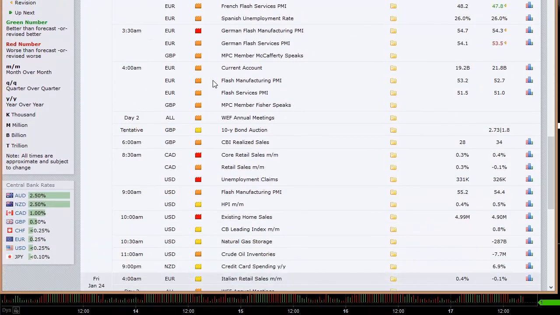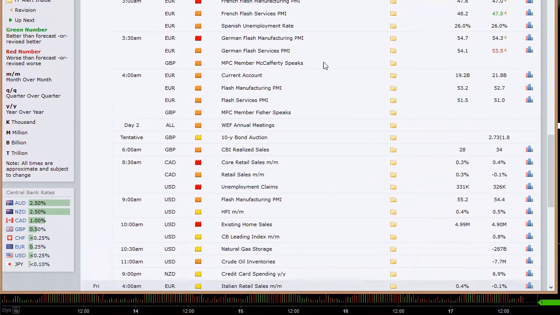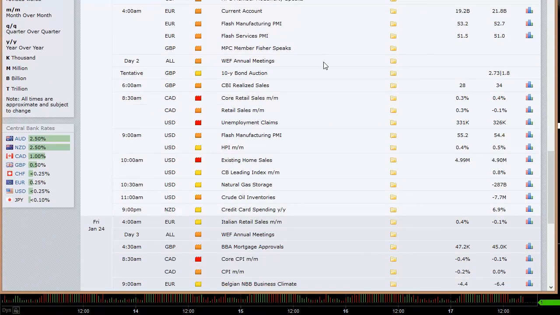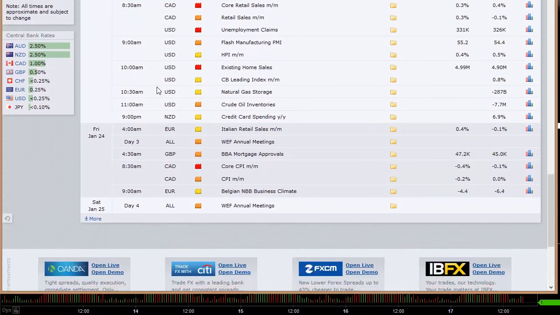Bank of Japan monthly report going into Thursday. Europe has a bunch of their services and manufacturing PMI data out of France, Germany, the broad economic European one. Current account out of Europe. It's all going into Thursday here in the U.S. CBI realized sales out of the UK, retail sales out of Canada, unemployment claims out of the U.S., flash manufacturing PMI out of the U.S., along with our HPI, existing home sales, CB leading index, natty gas and crude oil, credit card spending out of New Zealand.